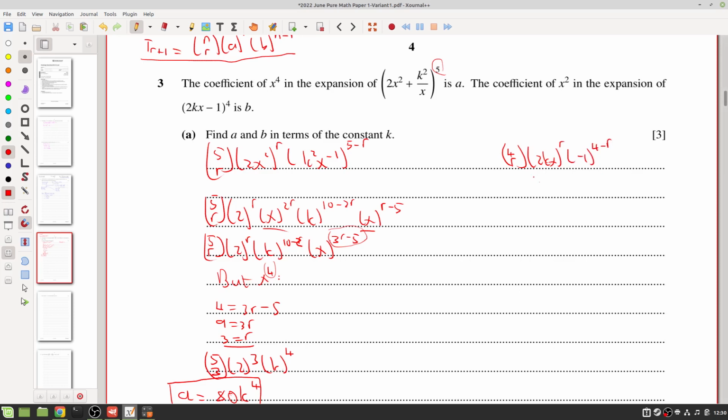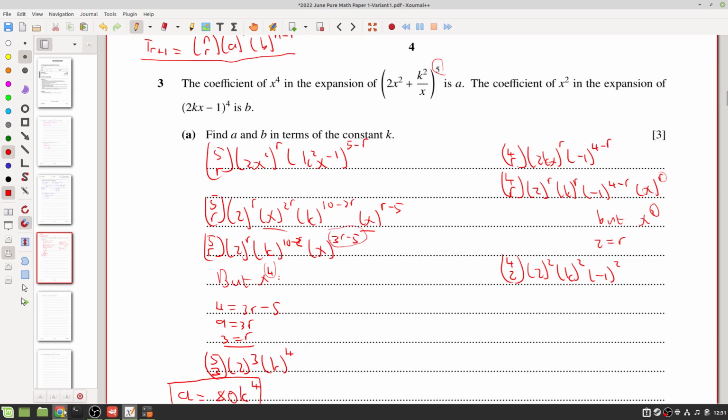Okay, let's again just multiply out so we get the x's by itself. So 4 choose r, 2 to the power r, k to the power r, and then negative 1 to the power 4 minus r, and finally we've got x to the power r. Okay, but we're looking for x squared. So 2 must be equal to r, and then we can just replace the r with 2. So 4 choose 2, 2 to the power 2, k to the power 2, and negative 1 to the power 4 minus 2. Okay, so that's our coefficient.